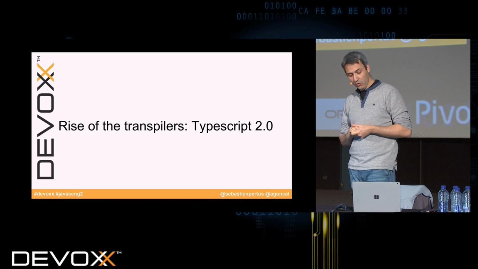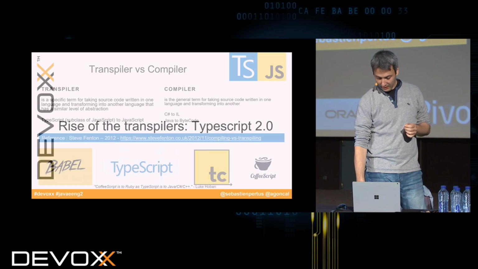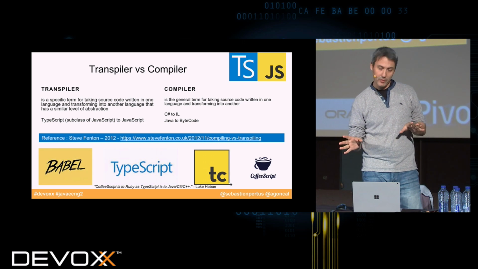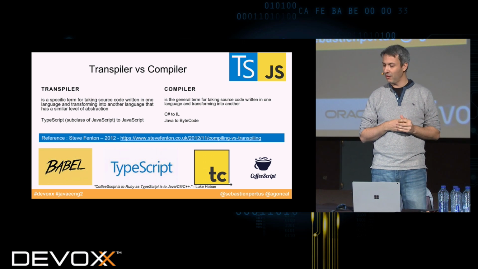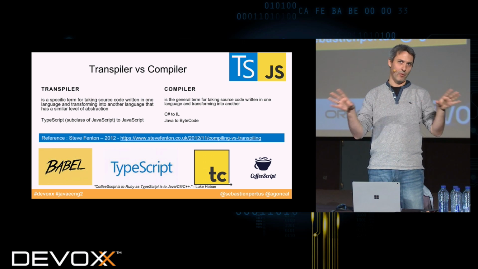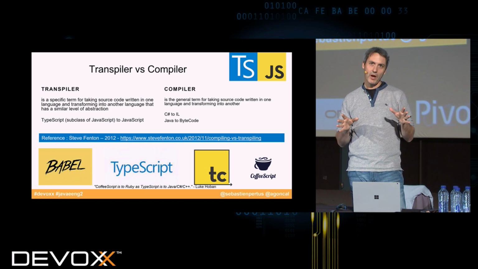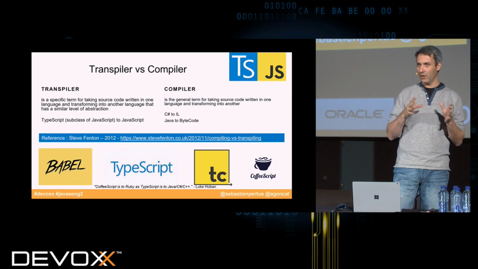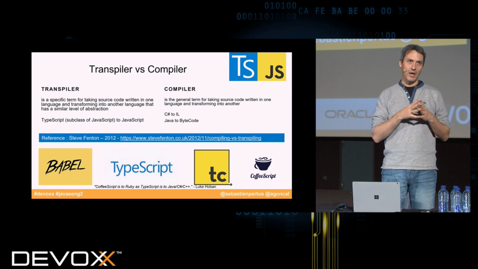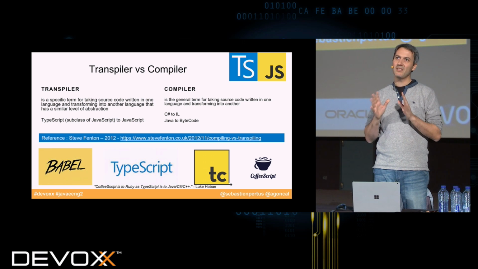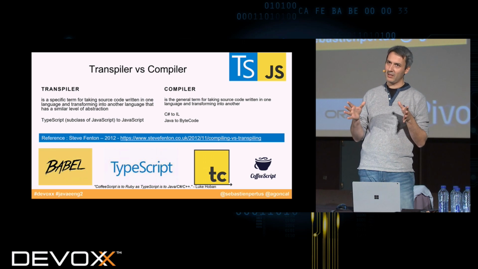Okay, so we are going to talk about TypeScript 2 and the rise of the transpiler. Just a quick comparison between transpiler and compiler. You know, you can use compiler everywhere, but if you want to know the real definitions, when you transpile a language into another, it's always the same base language. When you transpile TypeScript to JavaScript, TypeScript is JavaScript. It's just a superset of JavaScript, but it's JavaScript. So we can say transpiled.